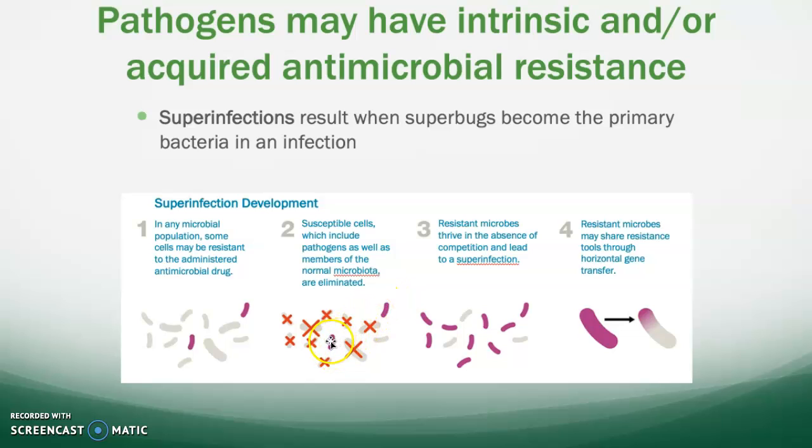And what happens when these bugs can survive? They can reproduce. And so those resistant microbes then can thrive because there's no competition. All the susceptible ones have died off. And these resistant microbes can also share those resistance tools through horizontal gene transfer. We're going to do a quick refresher on horizontal gene transfer. Hopefully you remember that from our genetics chapter.